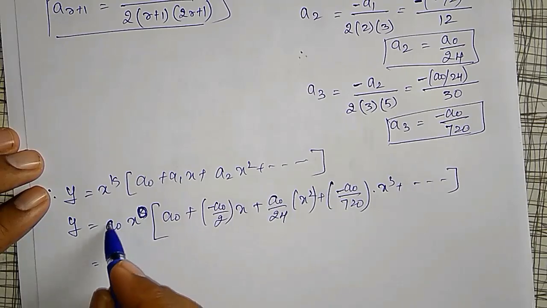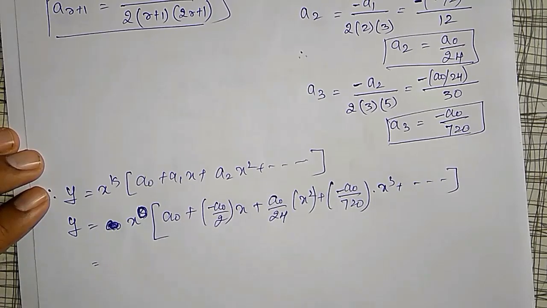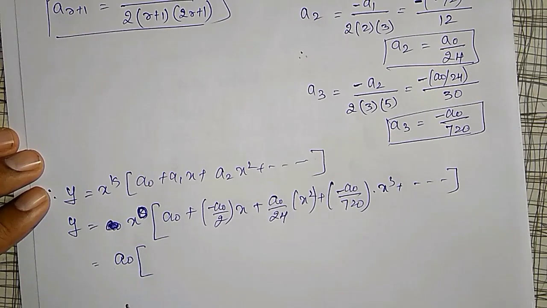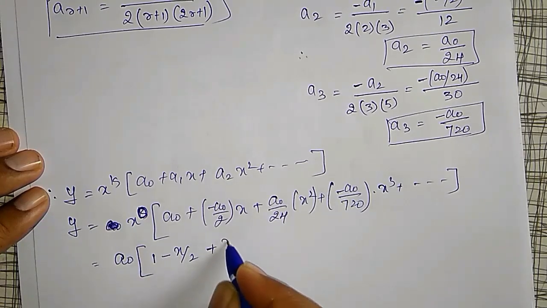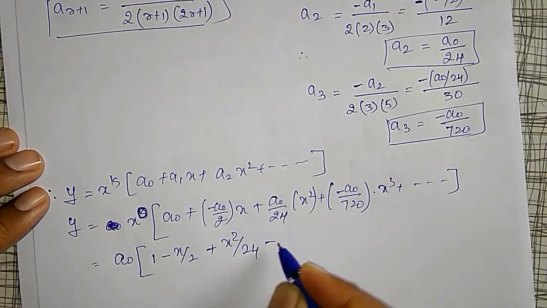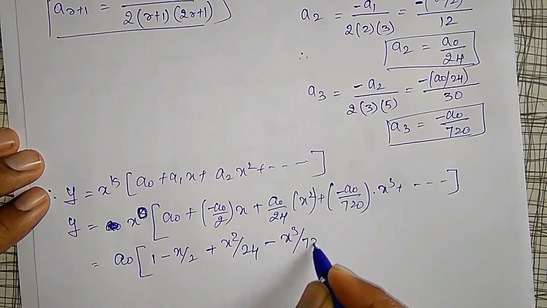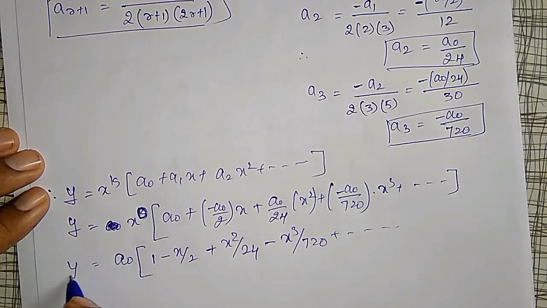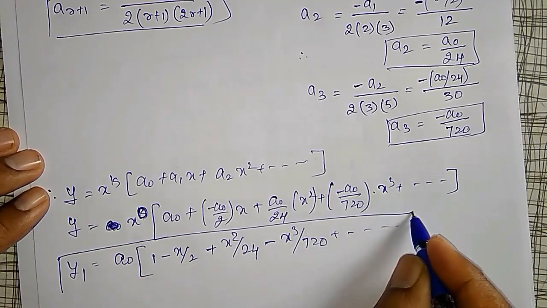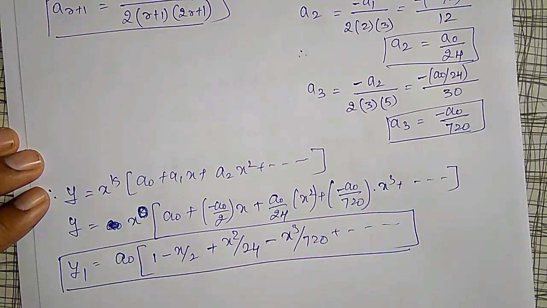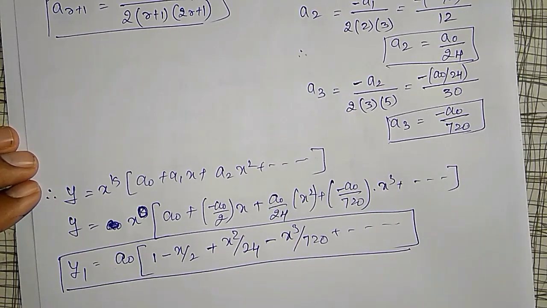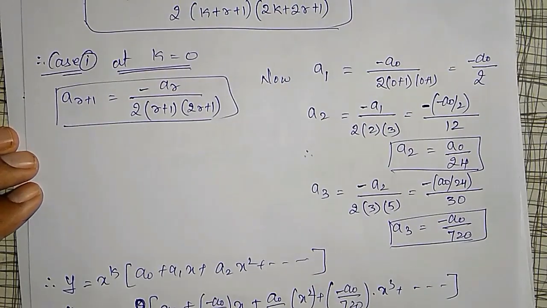Sorry, a naught I should not have written here because a naught is already there inside. Now a naught I can take common from all the terms. Therefore x to the power 0 is 1. Therefore a naught into bracket 1 minus x by 2 plus x square divided by 24 minus x cube divided by 720 plus so on. This is one solution, and let me call it y1. This is for case 1 at k equal to 0.